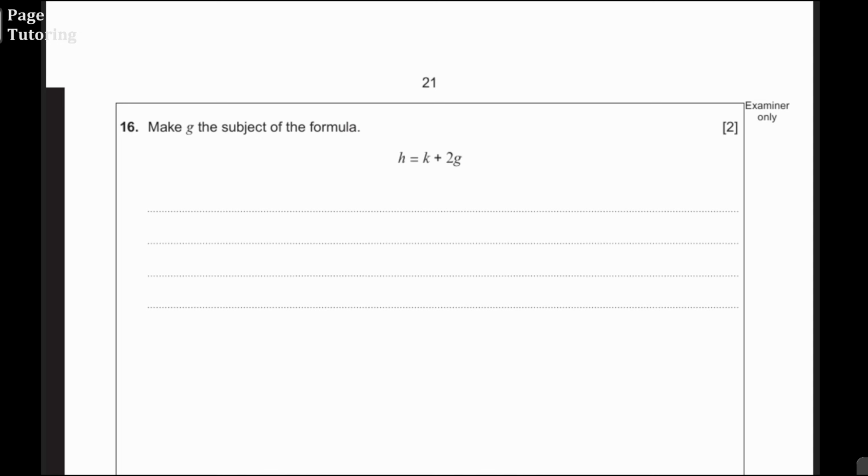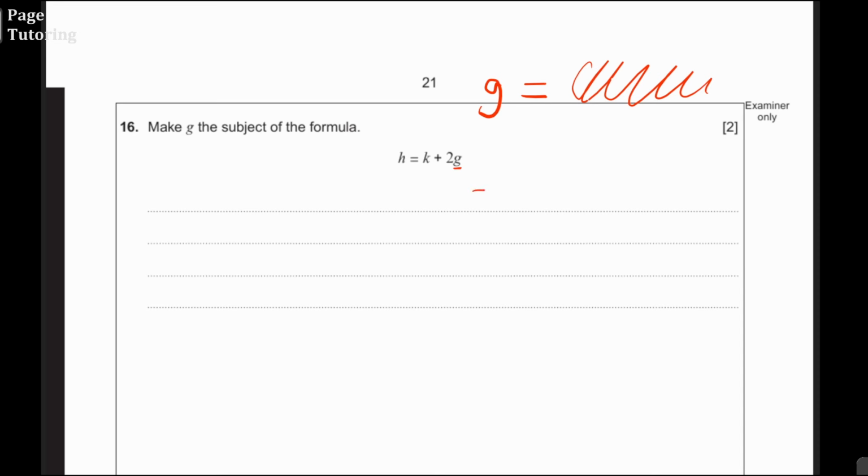It says make G the subject of the formula. When it says make something the subject, it just wants you to get G on one side of an equation, with an equal sign there, and then whatever is going to be on the other side. So we're going to underline G. To start off with, we want to get one side to have only terms of G. So that 2G, we want it on its own.